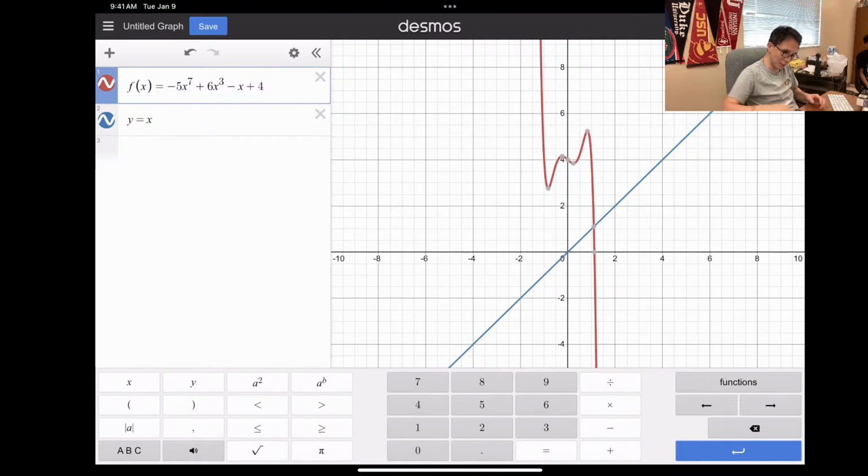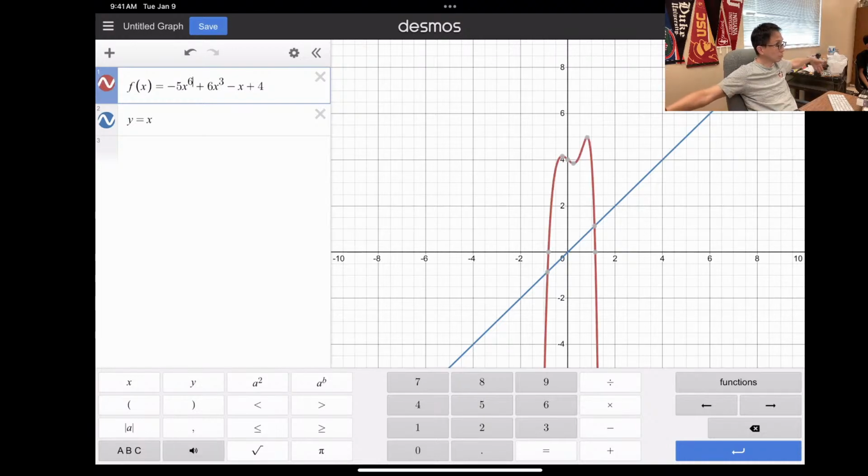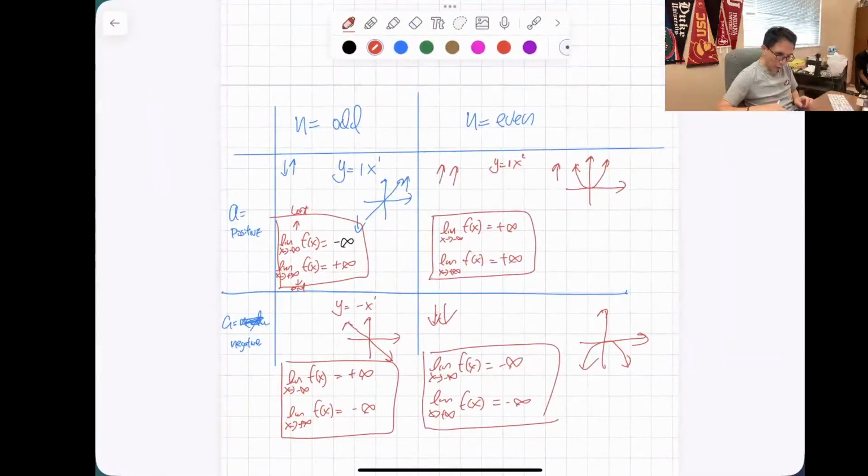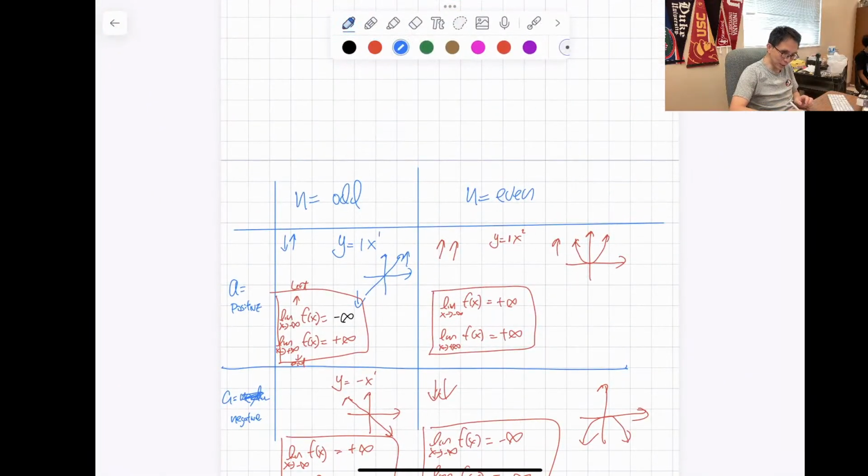Let's change this to 6. Down, down. Because even and negative is just like negative x squared. So it's going down, both sides. If I change it to positive, up, up. They follow the same pattern. So that's why they call it end behavior, or it's called the leading coefficient test.